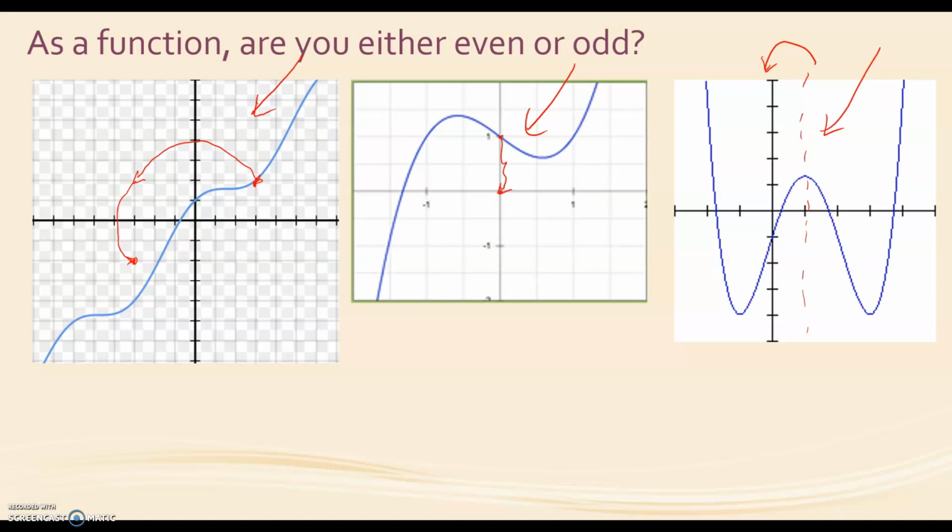So of the three graphs we talked about here, they're neither even nor odd. So what do we call them? Well, we call them neither. Which means as a graph, you actually have three options. You're either an even function, an odd function, or you're neither.